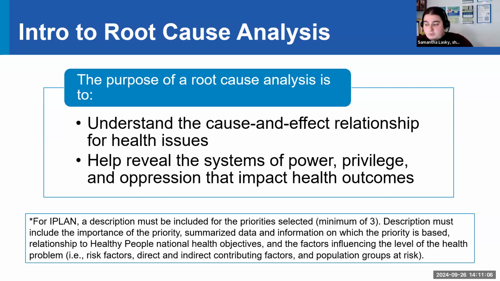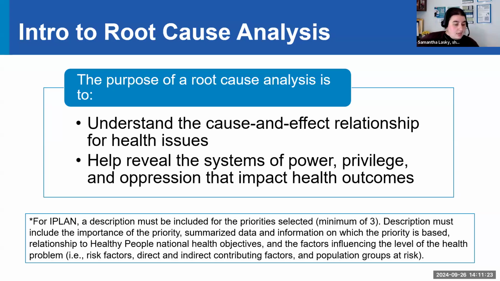MAP highlights two methods for root cause analysis that are most helpful when looking at issues relating to communities' health and well-being, which are the fishbone diagram, and we'll really quickly look at the 5 whys in a second.